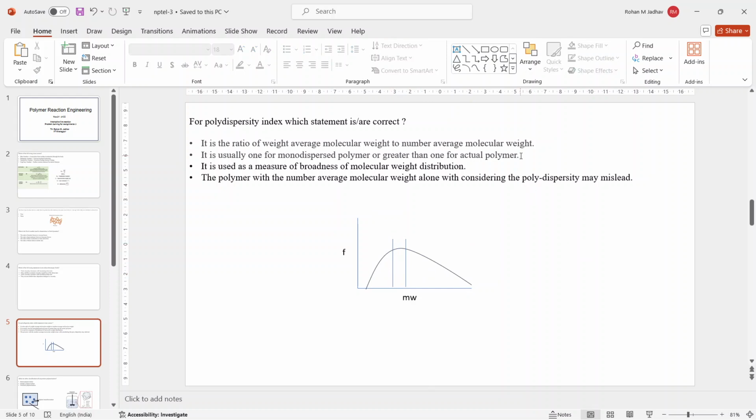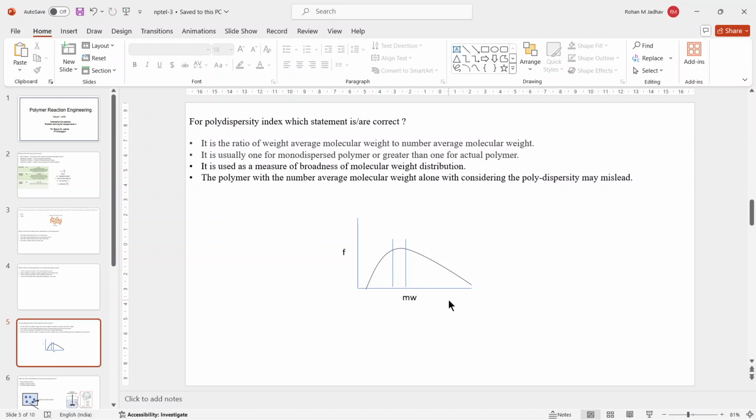So the second option is also true for the definition of the polydispersity index. Third one is it is used as a measure of the broadness of molecular weight distribution. Correct. As I have been explaining, you can use it as a broadness factor for the molecular weight distribution.